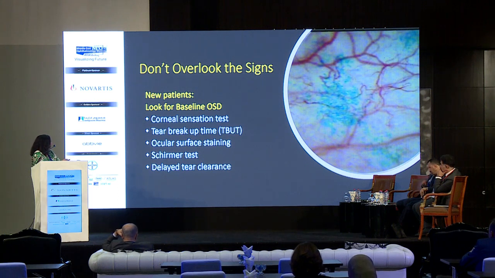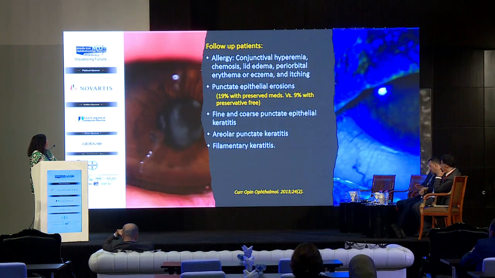So you check the corneal sensations, check the TBUT, do ocular surface staining, do a Schirmer's, and check the delayed clearance from the tear film. For patients whom you have been following up over a period of time and who are on medications, every time look for the subtle changes that are happening in the conjunctiva: look for hyperemia, chemosis, any evident lid edema, do evert the lid, and look for any punctate epithelial erosions or any form of punctate epithelial keratitis.